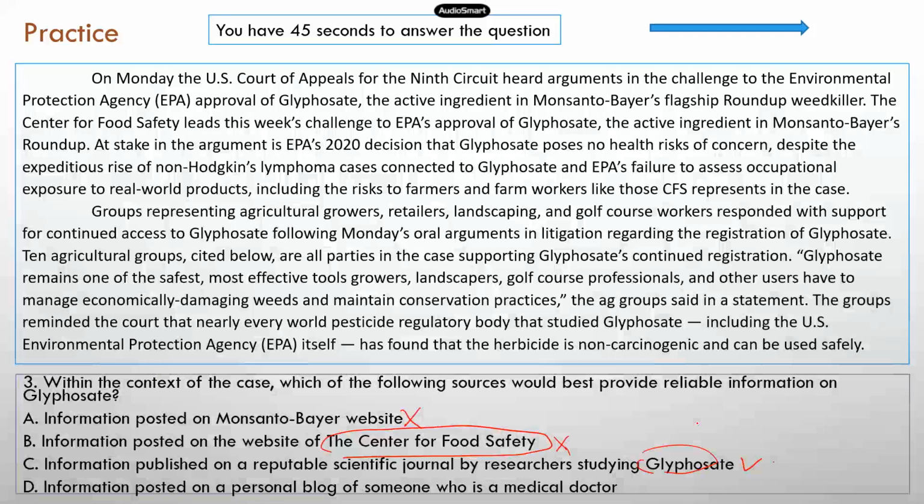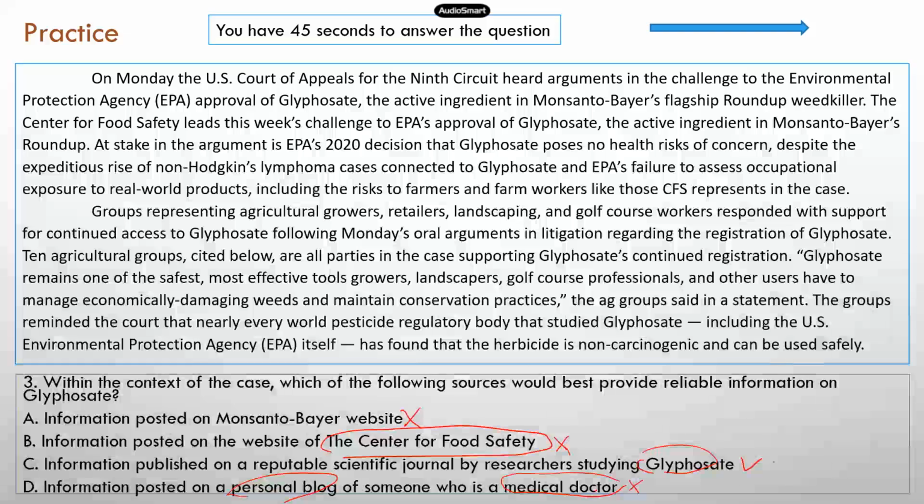Now, how about D? Information posted on the personal blog of someone who is a medical doctor. Now, this part is pretty good, but the information is posted on the personal blog, right? A personal blog, it's not very scientific, right? The information is not reviewed by anyone. So, the doctor could post something that he believes in, right? Which might not be very scientific, but mostly reflect his opinions. So we can't really ensure that the information provided by this medical doctor is reliable. So I would not use that information.